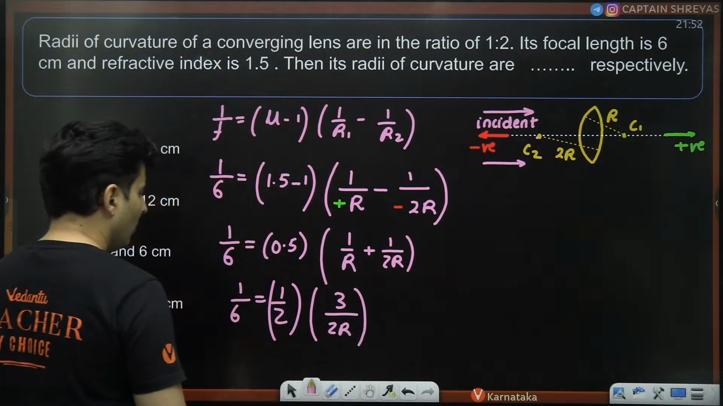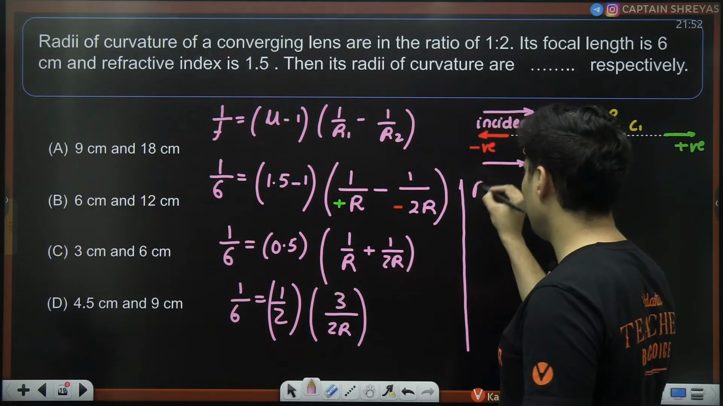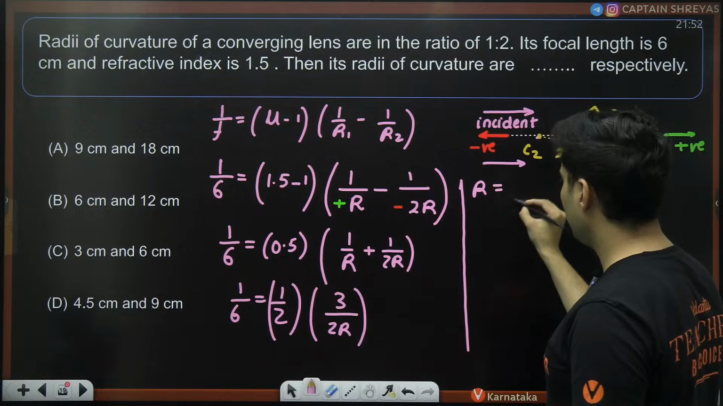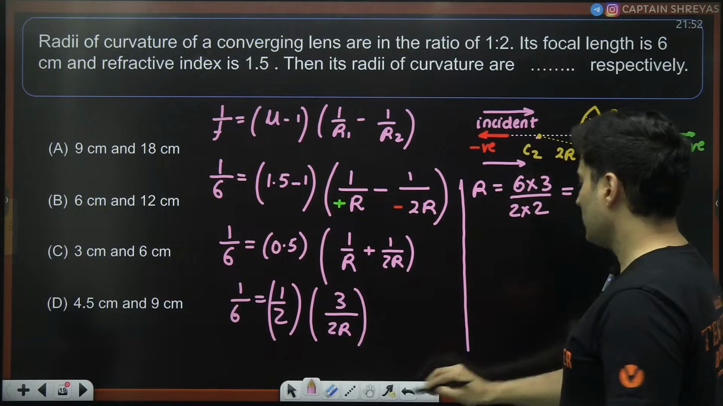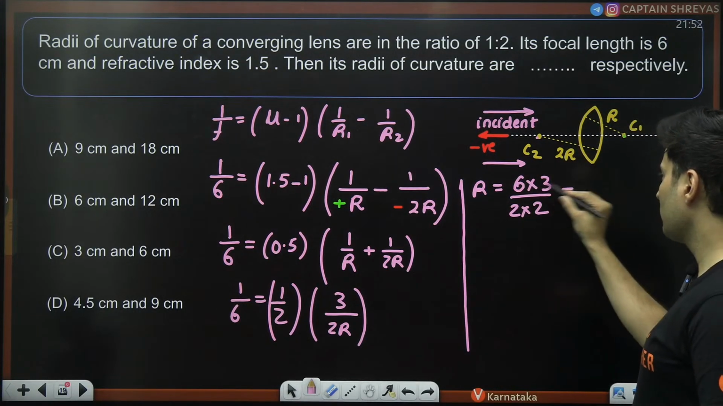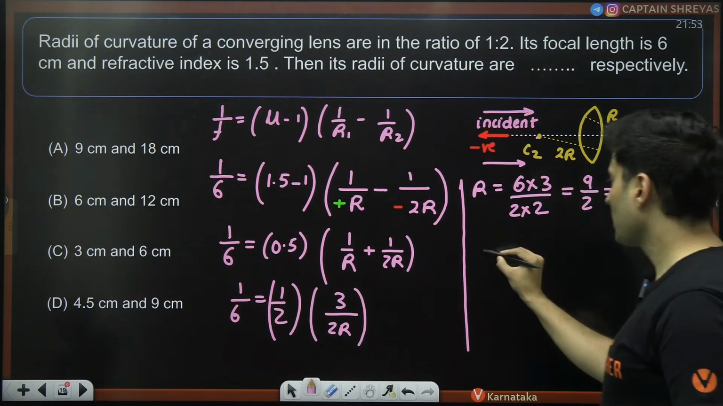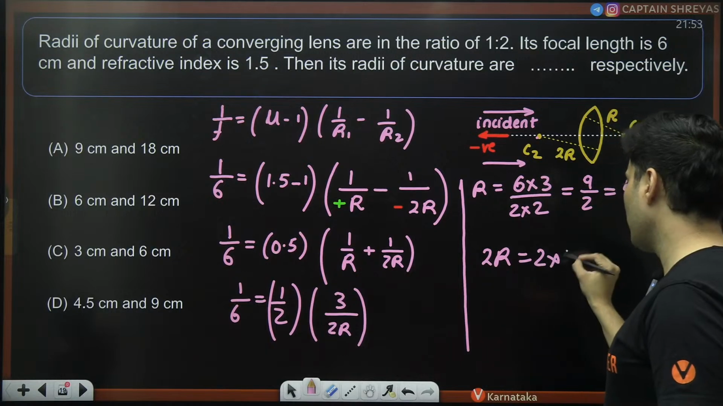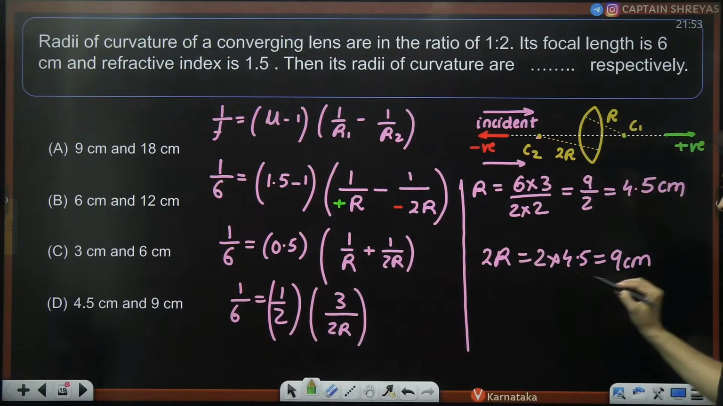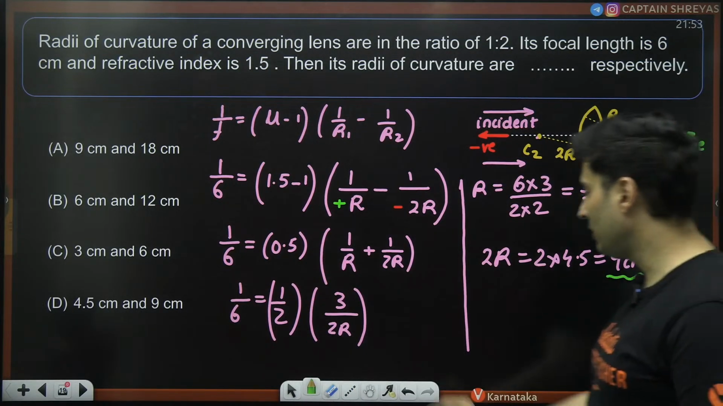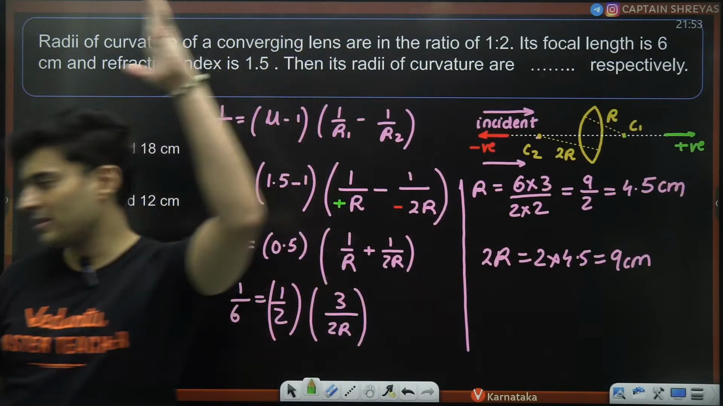Okay. Now what will happen next is just have to move this around a little bit. R goes on the top. 6 multiplied by 3 and 2 multiplied by 2, which is 6 goes with this 2, 3 times. 3 3s are 9, 9 by 2, which is basically 4.5 centimeters. So therefore, 2R will be 2 multiplied by 4.5, which is 9 centimeters. Hence, the correct answer to this question is 9 centimeter and 4.5 centimeter. So hence, that is option number D. Perfect. Awesome.